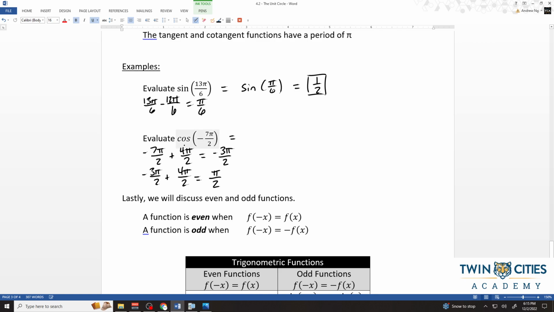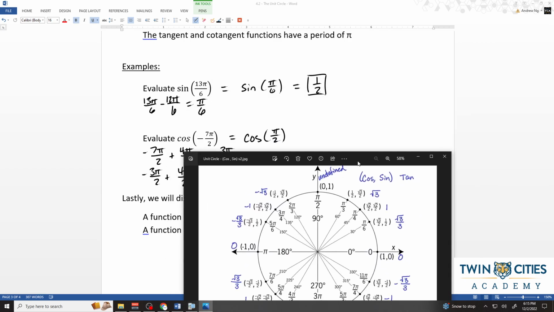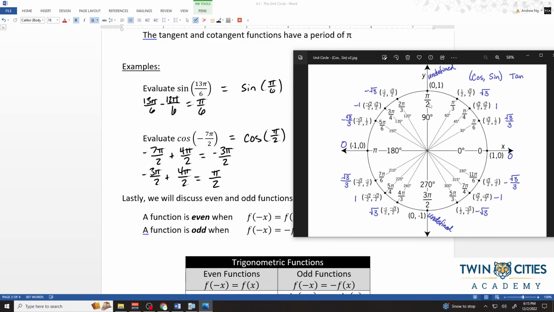Therefore, cosine of negative 7 pi over 2 is the same as asking what is the cosine of just a single positive pi over 2. Now I can go back to my circle, find where pi over 2 is. That's right here. And the cosine is 0.